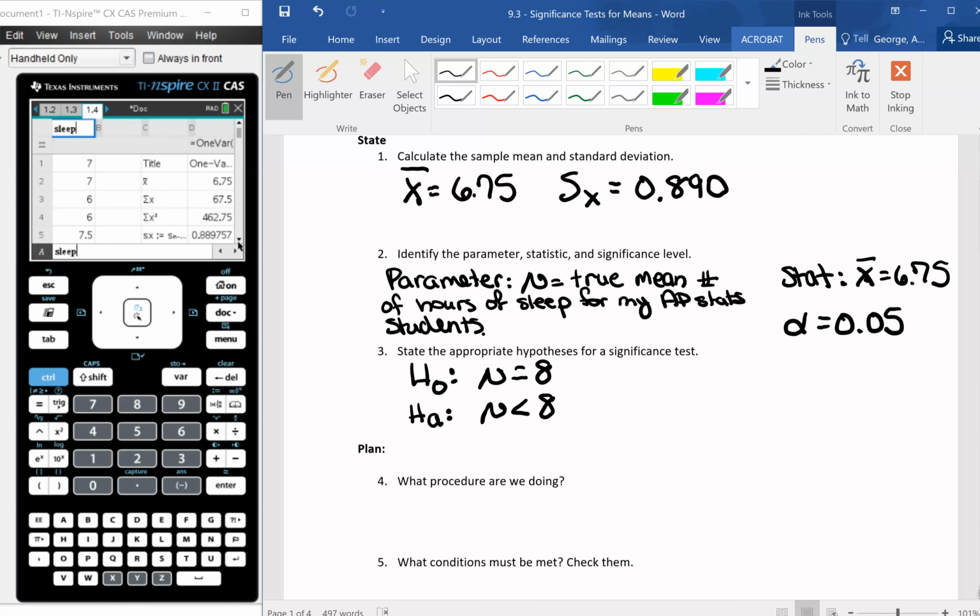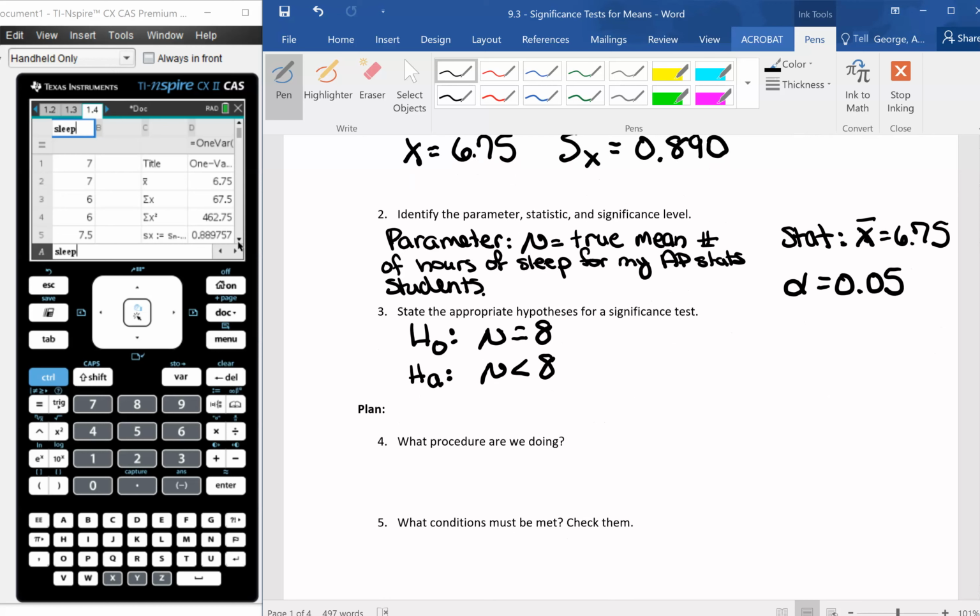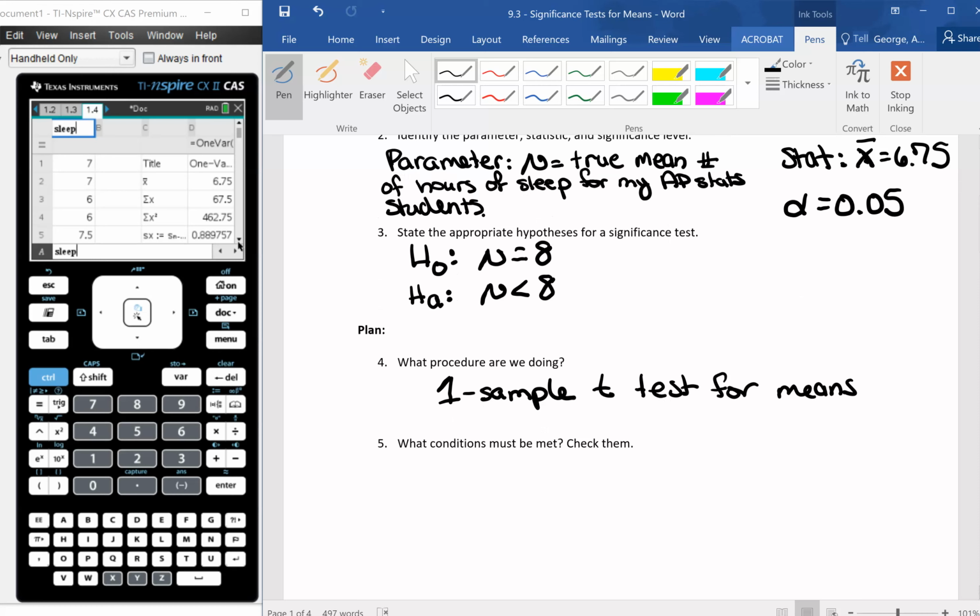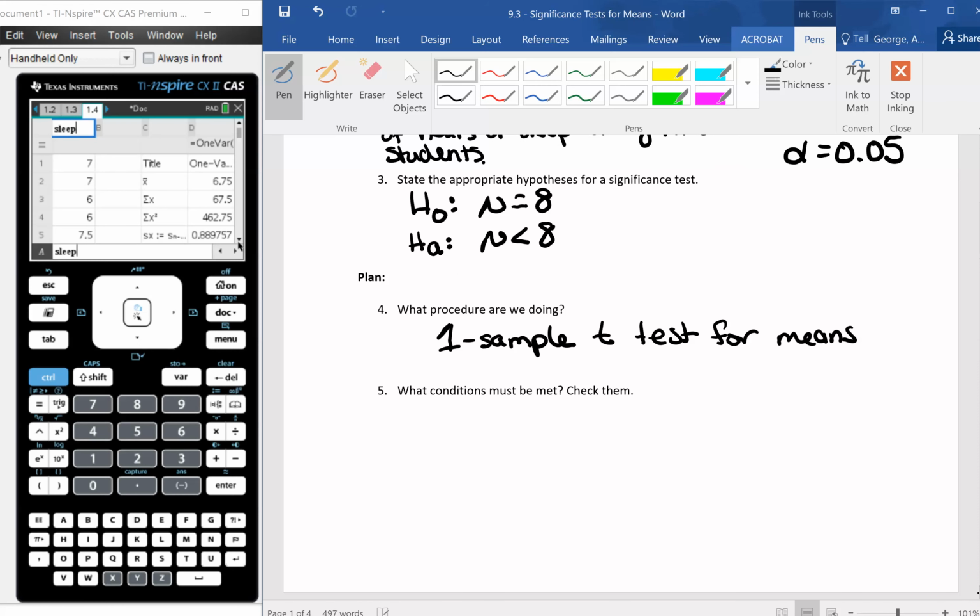All right, so the procedure we're doing is a one sample t-test for means. Same naming convention we've been using this whole inference unit. All right, so what conditions must be met? Same deal as what we did for a confidence interval.